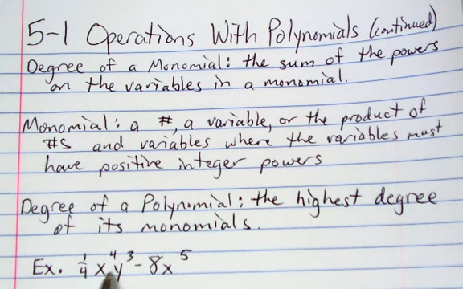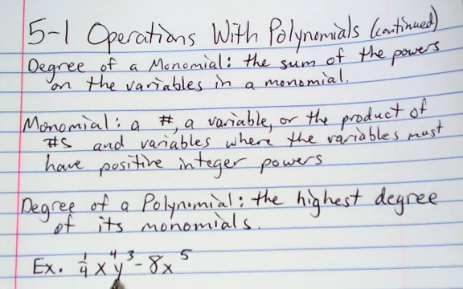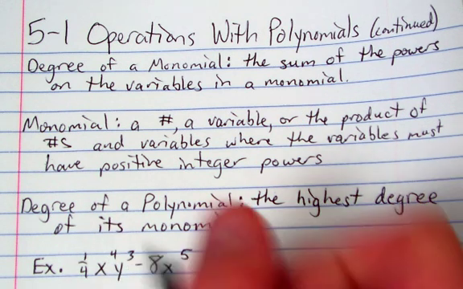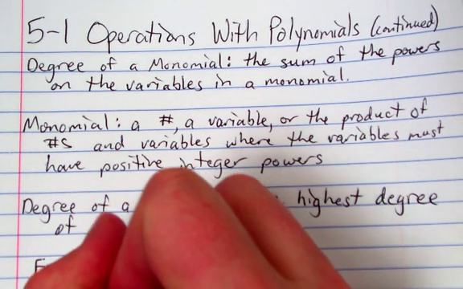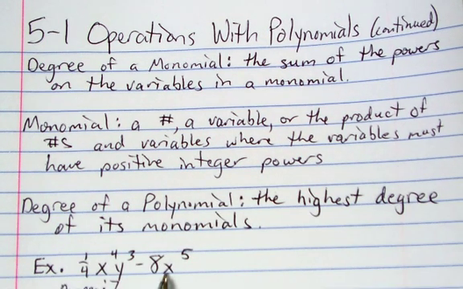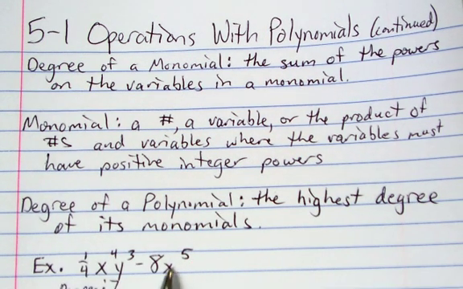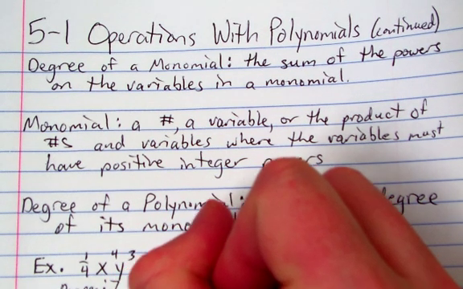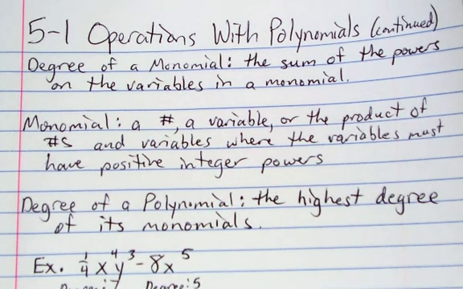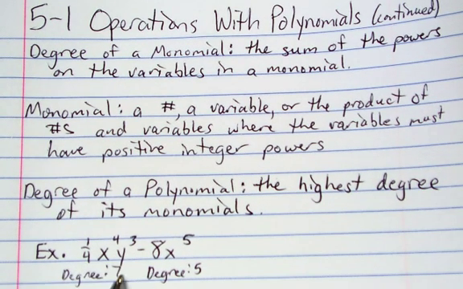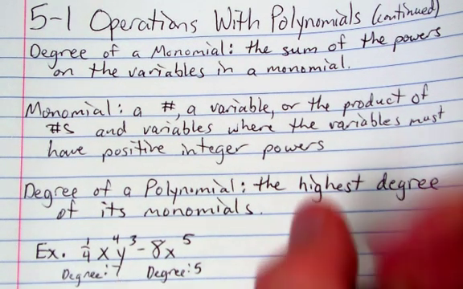They all have positive integer exponents. So if I ask what the degree of the first monomial is, it's the sum of the powers. So 4 plus 3, this first one has degree 7. The second one, x is the only variable, and it has the power 5, so this has degree 5. The degree of the polynomial would be 7 because that's the highest degree of its monomials.